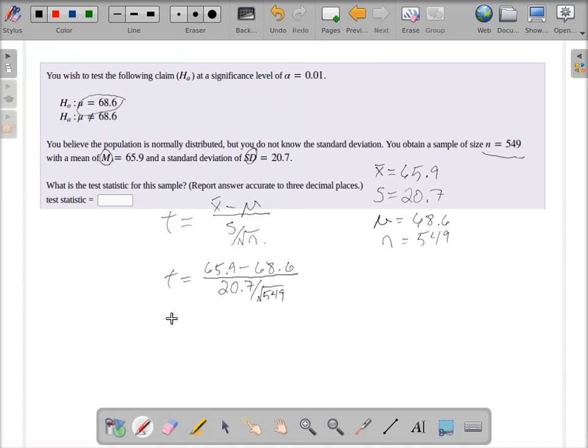So that is t equals negative 3.056. And that, of course, should be my answer, negative 3.056. So again, watch your rounding on all this. Plug everything into the calculator as much as possible without doing any rounding.